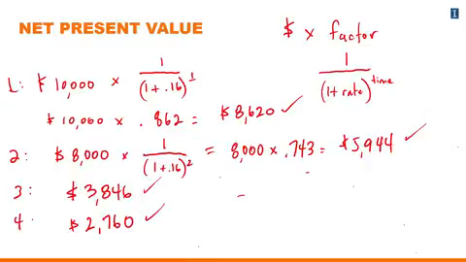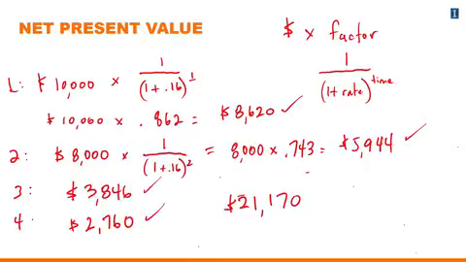So when I combine the value of all of these inflows, I'm summing them up. 8,620, 5,944, 3,846, and 2,760 amount to $21,170. This is the value of all our future inflows associated with this project in today's terms.